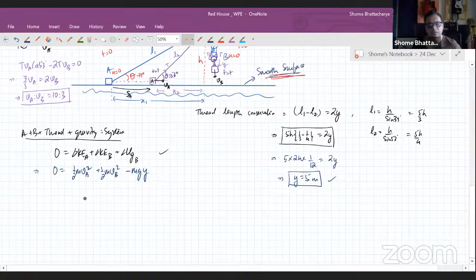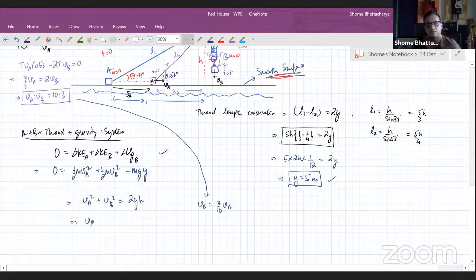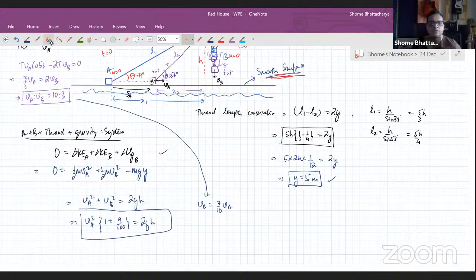So we will get the relation that VA square plus VB square should be equal to 2gy, and then we'll use this relation. So we can say that VB is equal to how much now? VB is equal to 3 by 10 VA. So we can take 1 plus 9 by 100 is equal to, sorry, Y, no, my mistake, not H. This should be Y. So Y we already got as 5 meters.